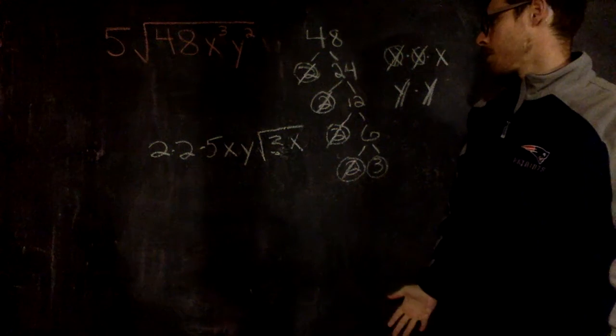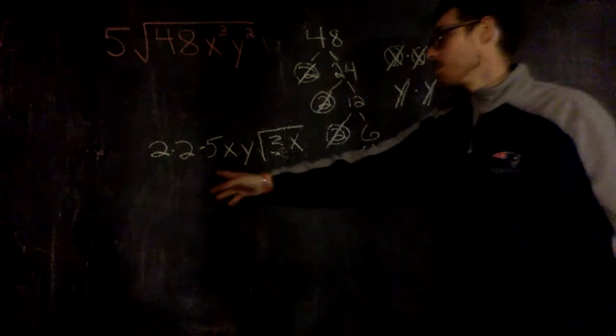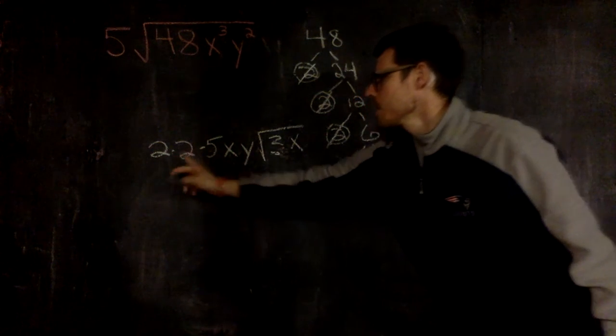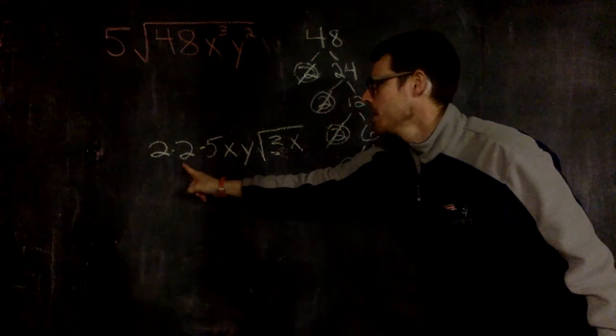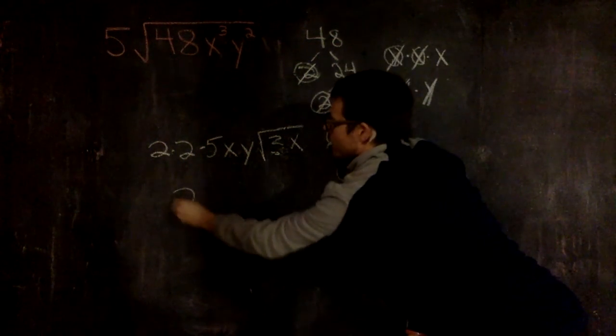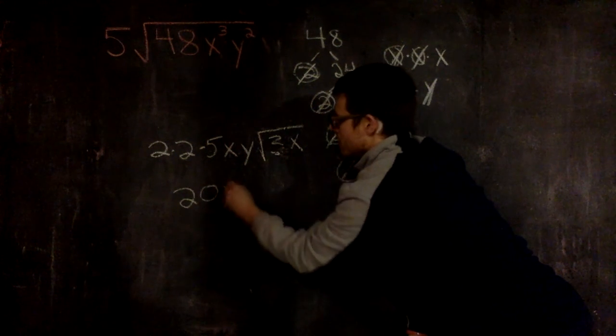Now, I'm not done with the problem. I've done the hardest part. To finish this problem, all I need to do now is put together my numbers. I'm combining them through multiplication. 2 times 2 is 4. 4 times 5 is 20. So I'm going to write my answer as 20xy.